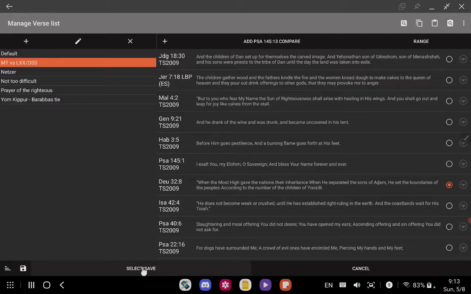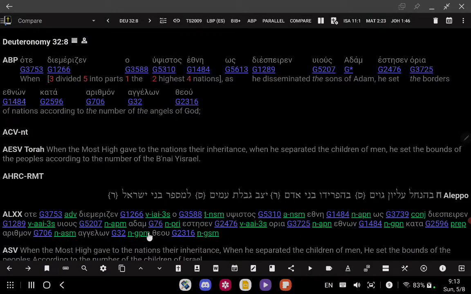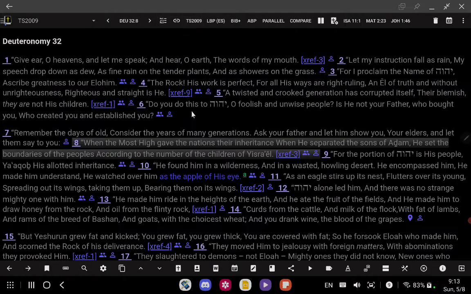So this may be the last one before we start getting into some messianic ones, and I feel like the messianic ones have more weight to them. But let's take a look. So when the Most High gave the nations their inheritance, when he separated the sons of man, this is man, sons of Adam.